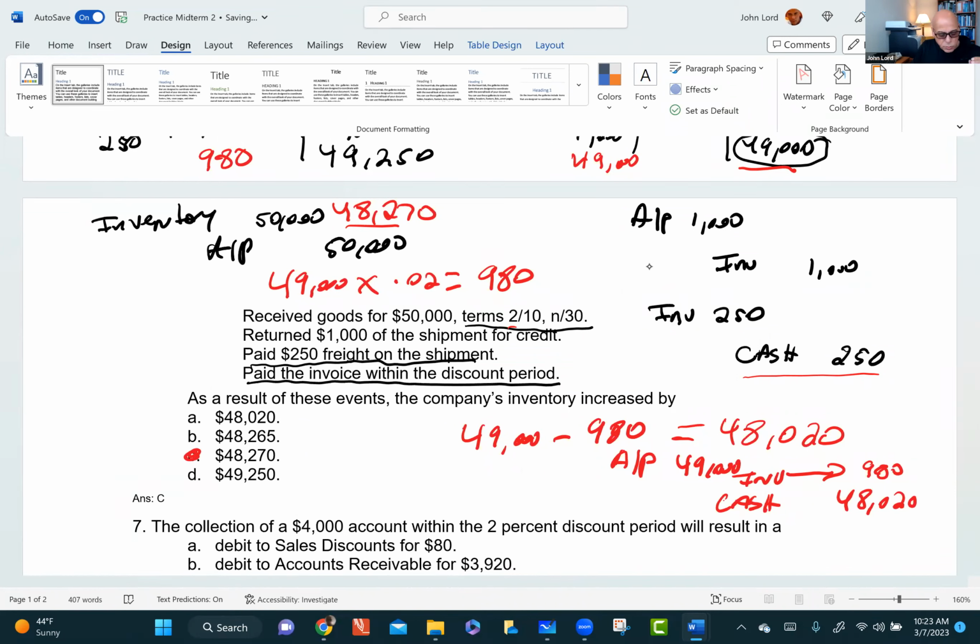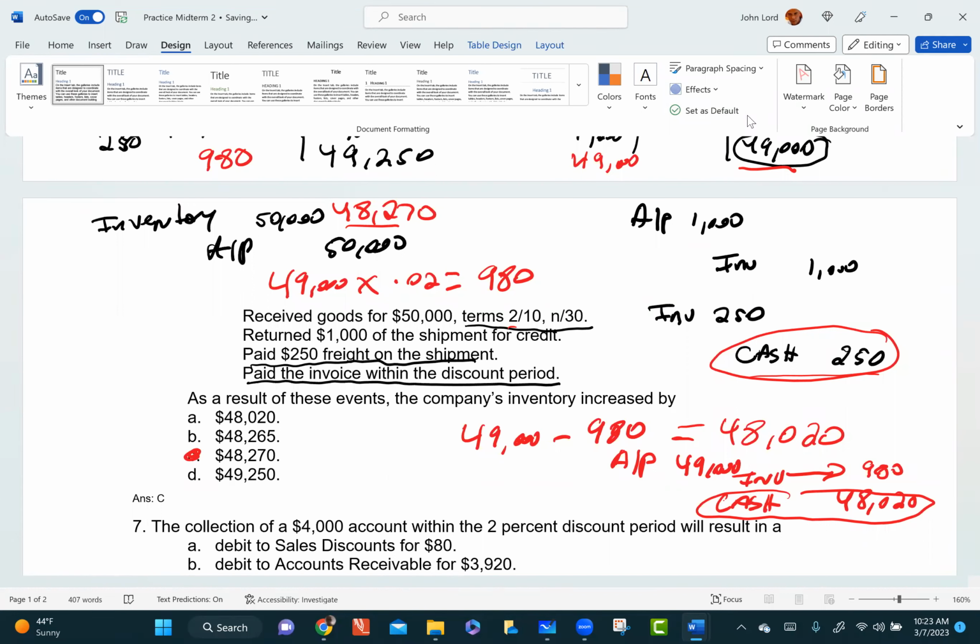The shortest way to answer these questions, guys, is the long way. If you start trying to think in your head of everything that's going on, you're going to have a problem. Now, let me ask you a question. If you look at all the cash that went out for this inventory, how much went out? What's 48,020 plus 250? 48,270. Okay, so ultimately, very good. The inventory count shows what you paid for it.